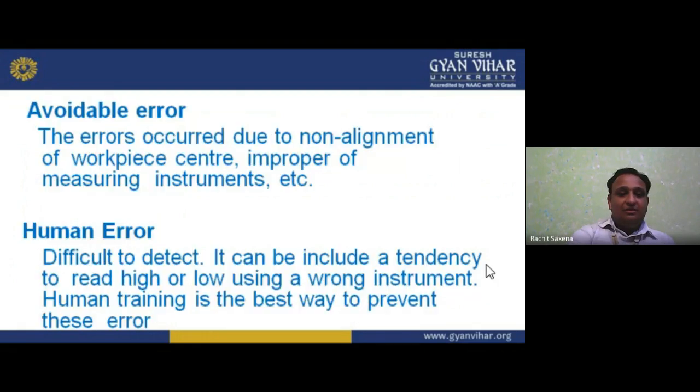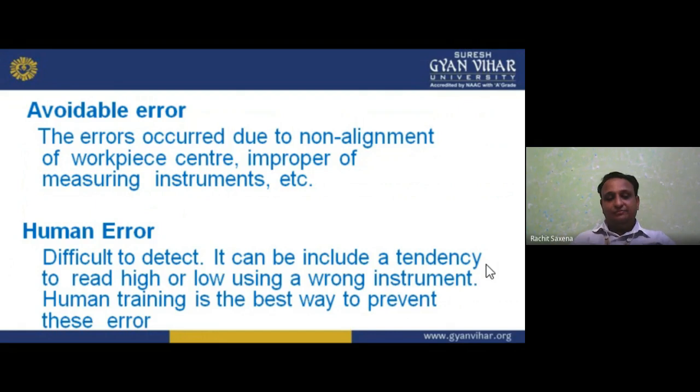Okay. Avoidable error. Now, the errors occur due to non-alignment of workpiece, center, improper use of measuring instrument, etc. So this is avoidable error. We can avoid it. The word avoidable comes from avoid. So we have the avoidable error.